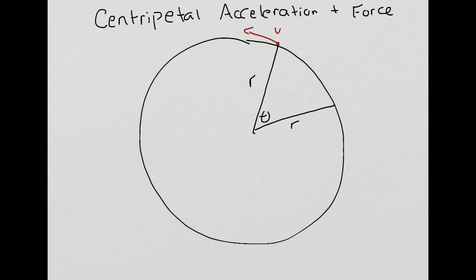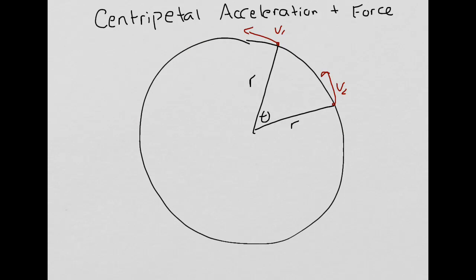Let's call this V1. Here's my other one, V2. It's supposed to be tangent. Okay. And I know that they are equal in magnitude. The particle is traveling at a constant speed around the circle, but not constant velocity because it's changing direction. So the magnitude, or the length, of V1 and V2 are equal, but their directions are different.